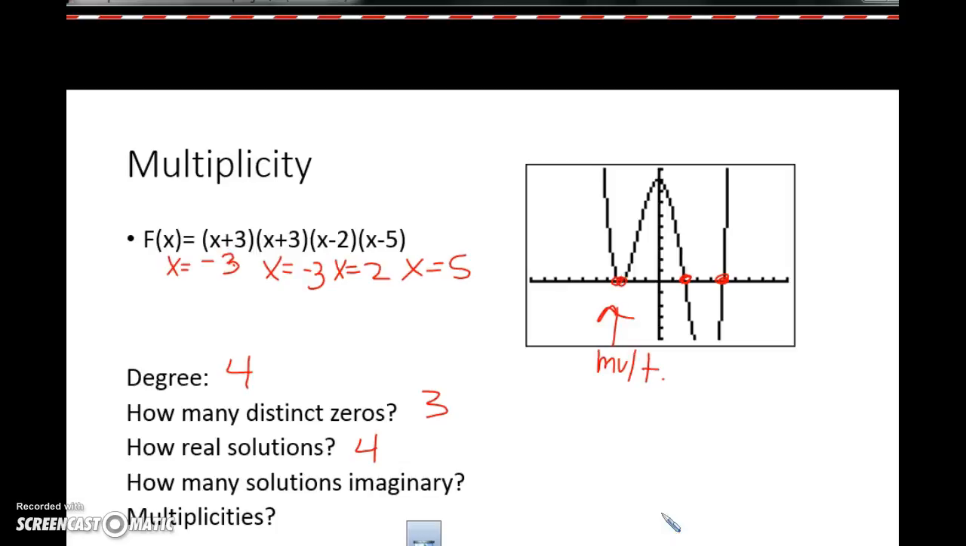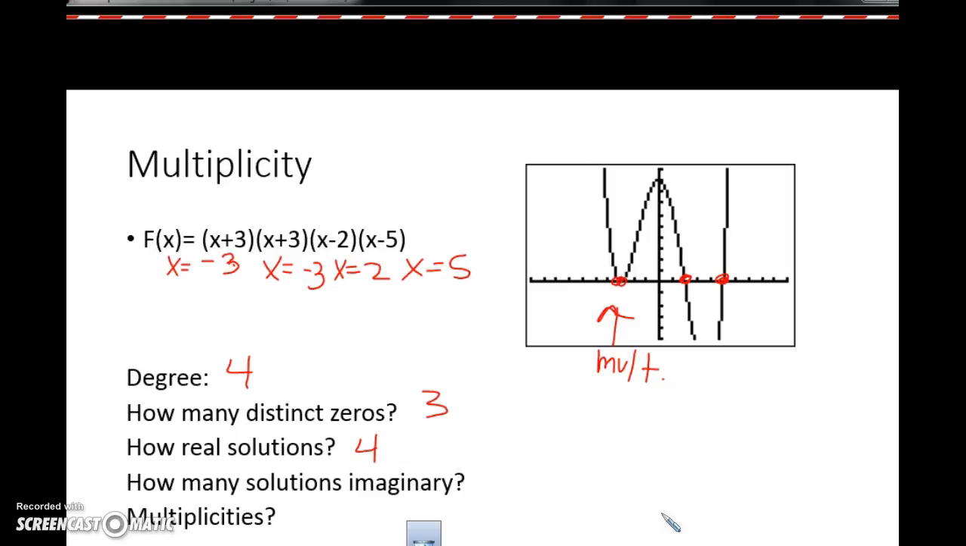If it bounces, it counts as an even number of multiplicity. If it's an inflection point, it's an odd number of multiplicity. It's usually 2. We'll talk about inflection later. I don't want to get too confused on inflection points.